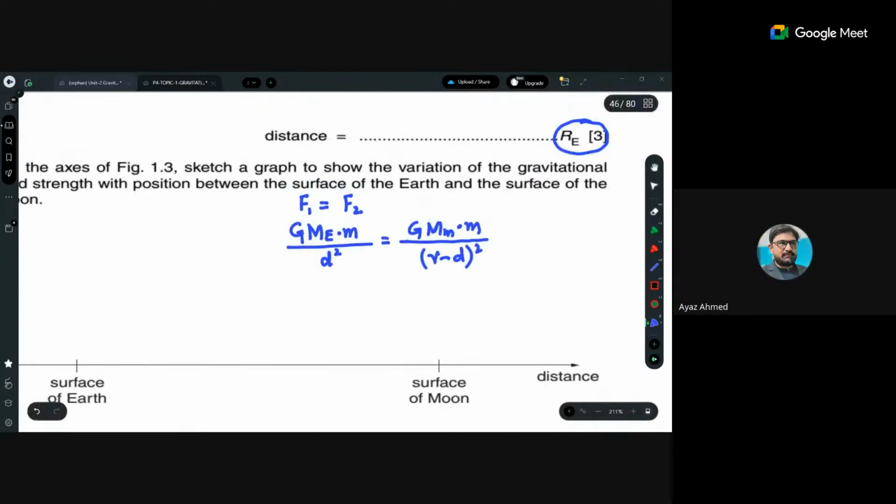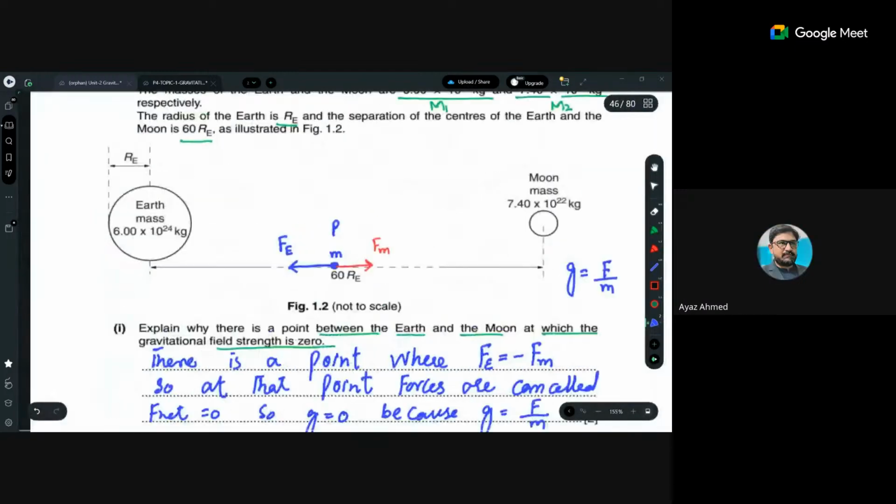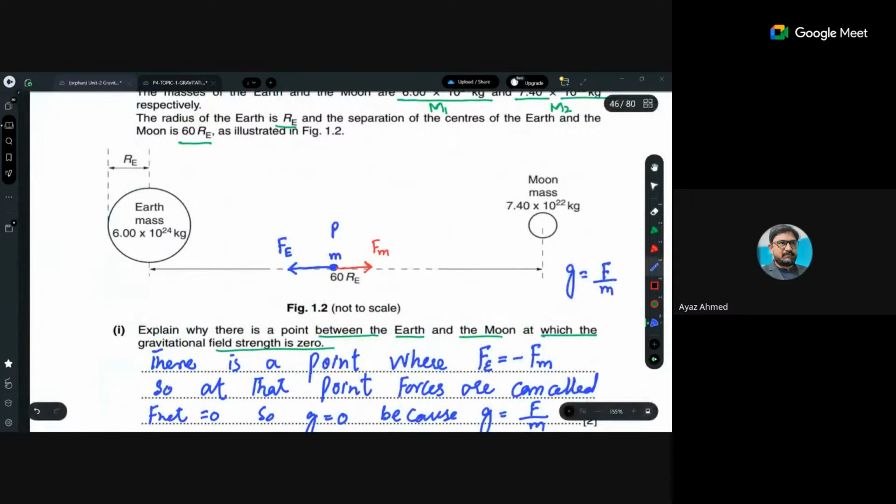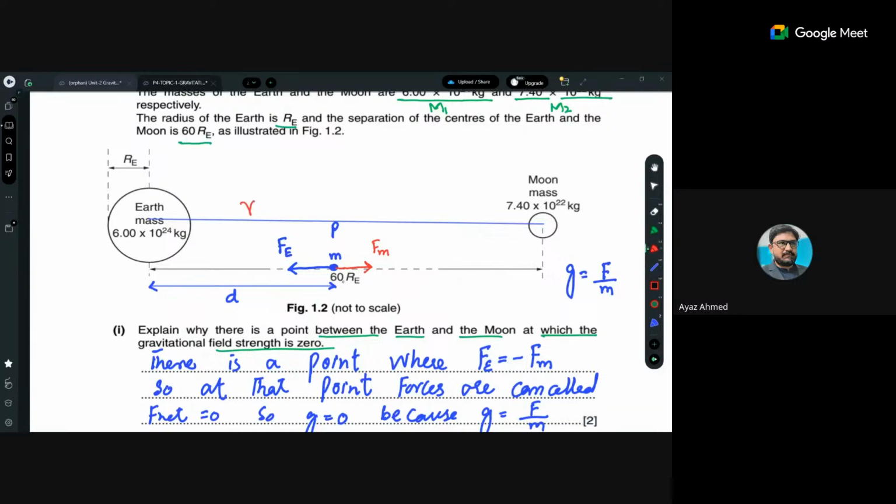Yes. Actually, where did d come from, where did r come from? Just assume that this is the distance from the center of the earth. This is distance d at which the forces are balanced. So this is d. The distance between the center of the earth and the center of the moon is r. We have considered that distance as r. So what will be this remaining distance? That will be r minus d.